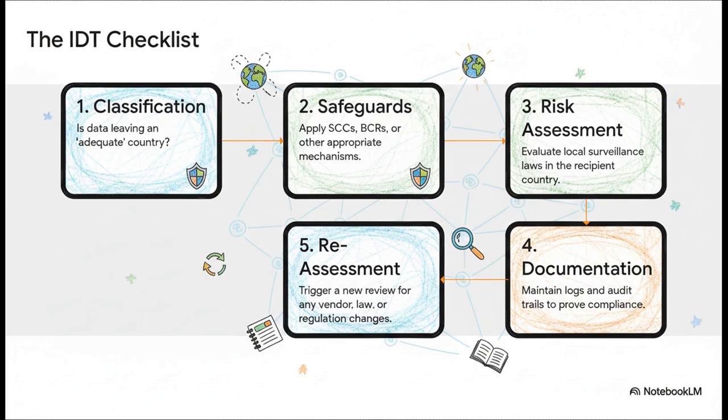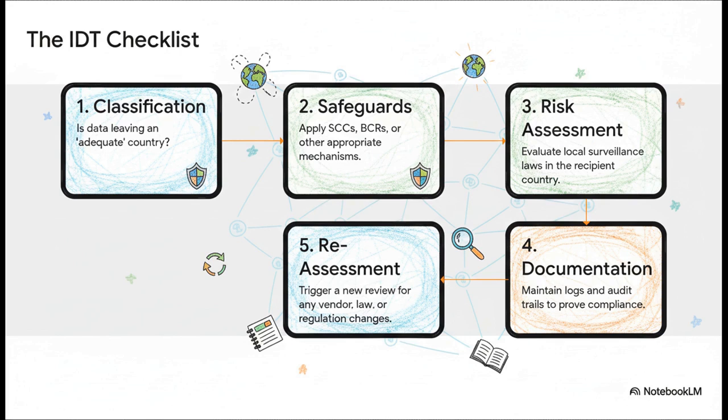Next, step 2, applying the right safeguards. This is where you pick your weapon, so to speak. Are you going to use standard contractual clauses? Those are your SCCs, kind of like pre-approved contracts, or maybe binding corporate rules, the BCRs, for transfers inside your own company group. Picking the right one here is vital because it's the legal backbone for the whole transfer.